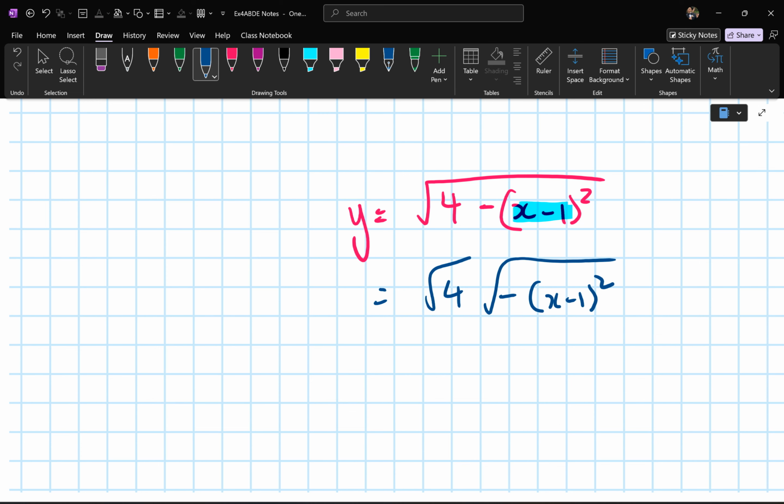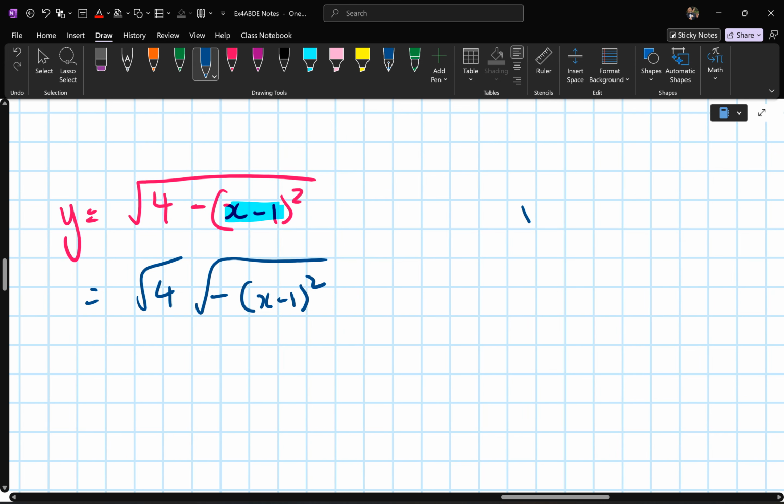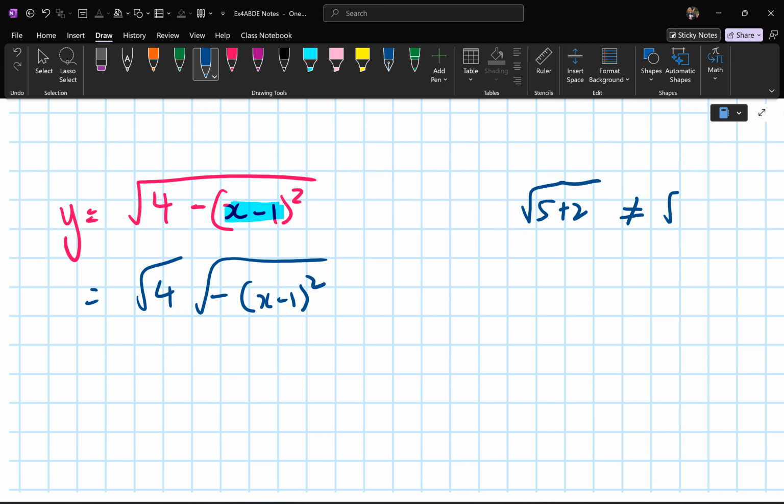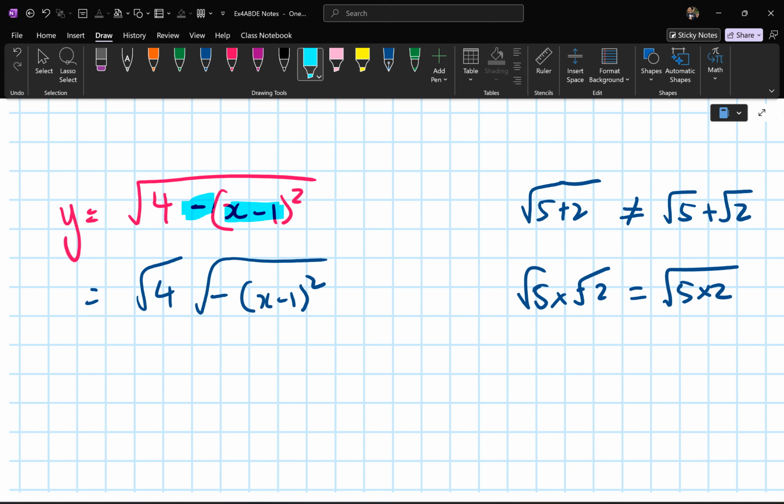You can't do that because remember in surds, if you had root of 5 plus 2, that is not the same as saying root of 5 plus root of 2. What you're confusing that with is root of 5 times root of 2. Yes, that is the same as writing root of 5 times 2. Only if you're multiplying inside can you separate them. If it's add or subtract, you cannot. So you can't say, oh yeah, I've got a positive 2 on the outside and then it's a plus root inside, because you're not following the surd rules.